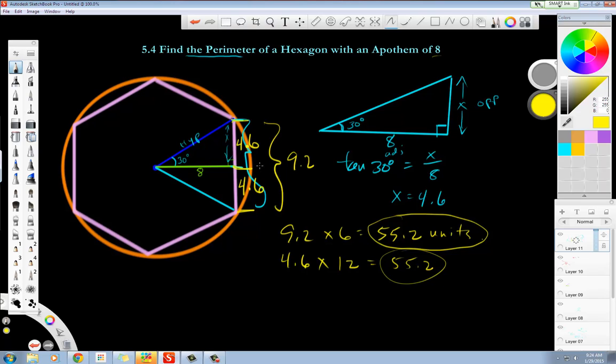So you have a choice once you do that, but you really don't have a choice because you have to get that side right there. And that's how you do it. So perimeter of a hexagon with an apothem.